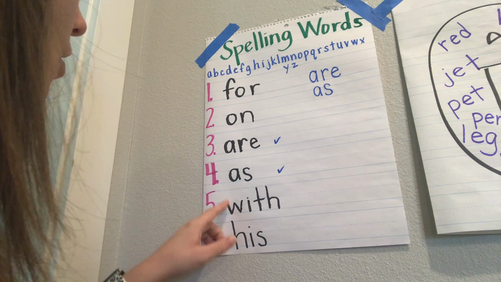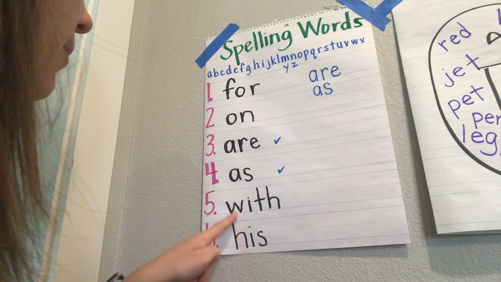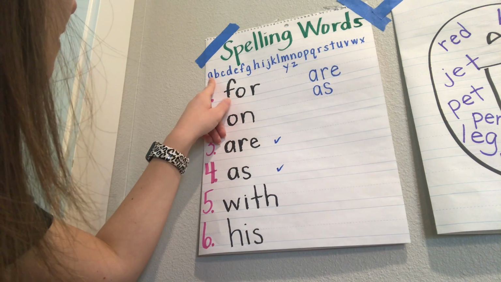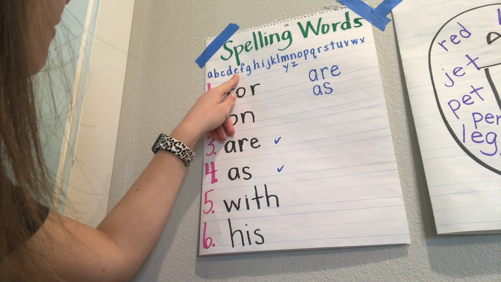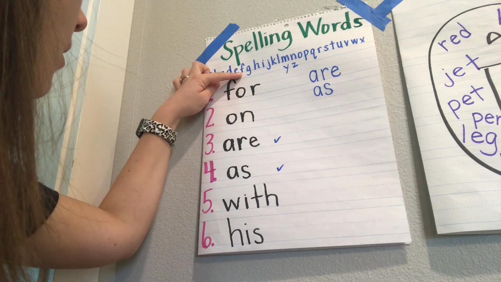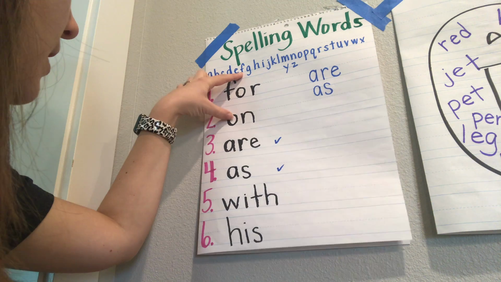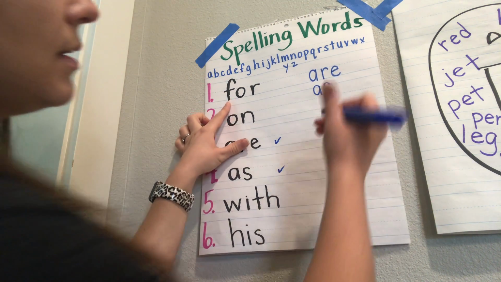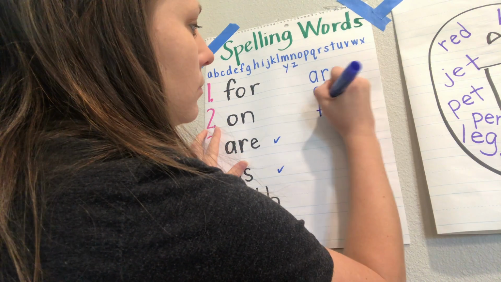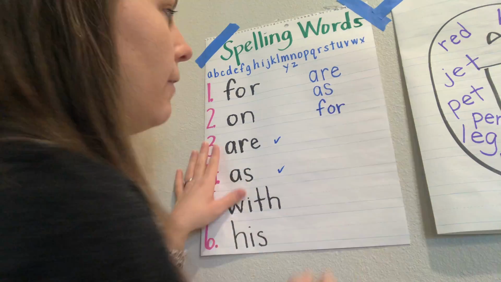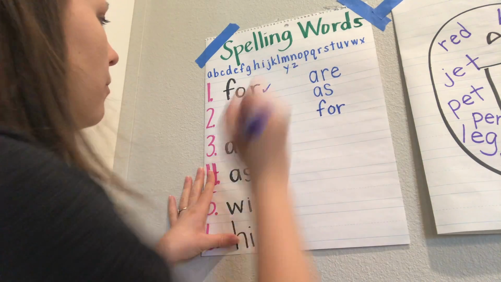Okay, so does F, O, W, or H come next? Let's see. F, O, W, H. F, O. Oh, there's F. It comes before all of these other letters. So for is going to be next in alphabetical order. For, F-O-R. So got that word.